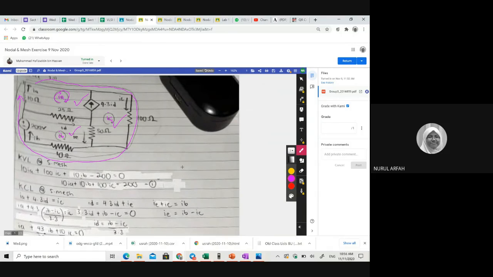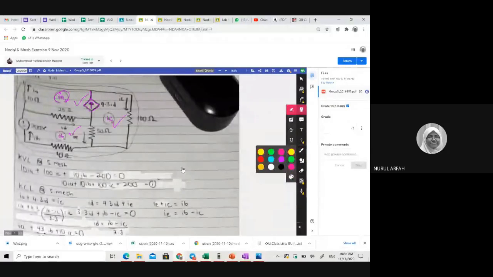What is a super mesh boundary? Maybe you are unclear. The super mesh boundary is the one, this is a current source, right? The current source is shared between two closed loops, right? So where are those two closed loops? You just focus on the closed loops. Okay, let me draw that. This is the first closed loop, and this is the second, right? So only this part.